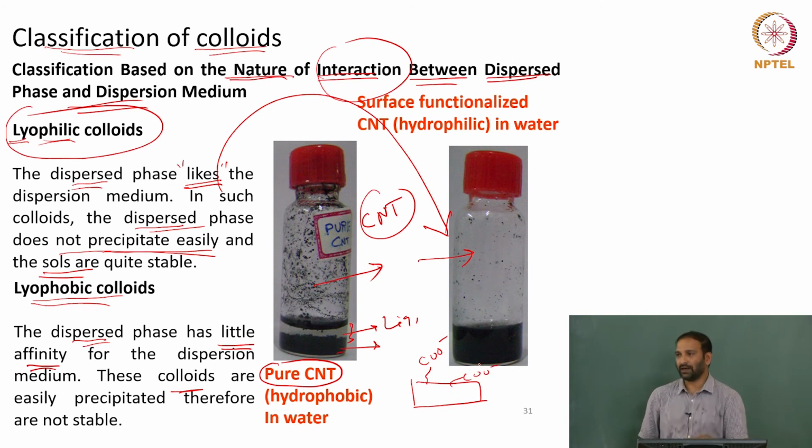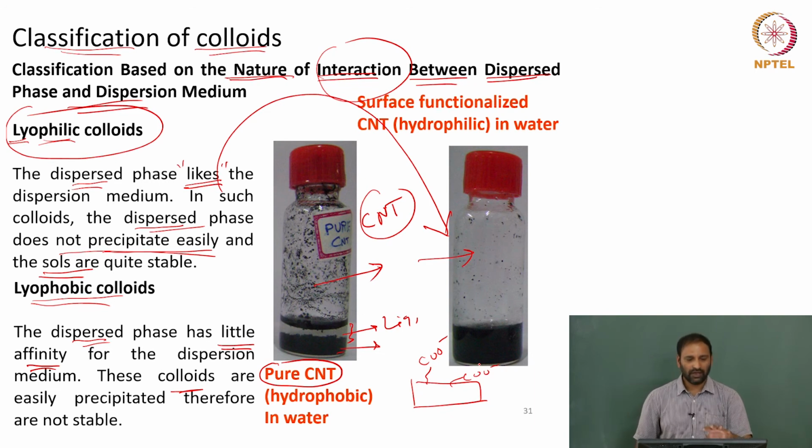Now we take such particles, put them in water, and then they happily disperse. So whether a particle is a hydrophilic colloid or a hydrophobic colloid, or a lyophilic colloid or a lyophobic colloid, it really doesn't depend on the type of the colloid that you are working with. What really matters is the surface functionalization. That's important, and we'll talk a little bit about that in the coming classes as well.